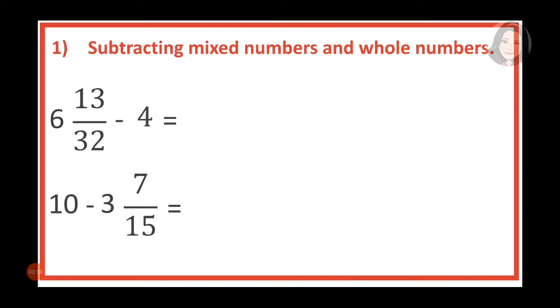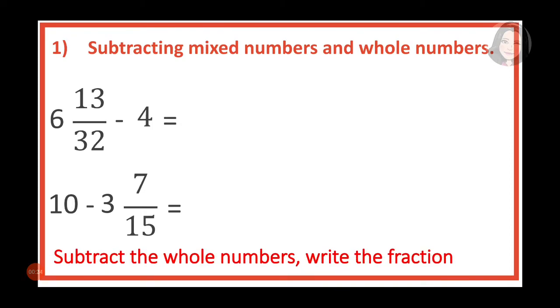Let's start with the first one. Subtracting mixed numbers and whole numbers. What does the rule say? It says subtract the whole numbers, write the fraction. In the first example, 6 is a whole number, 4 is another whole number. So I'm just going to subtract 4 from 6, then my answer is going to be 2 and 13 over 32. Since 13 is a prime number, then this is my final answer.